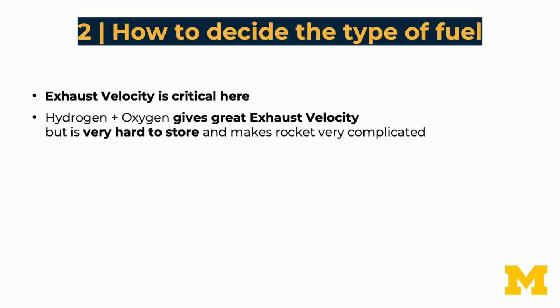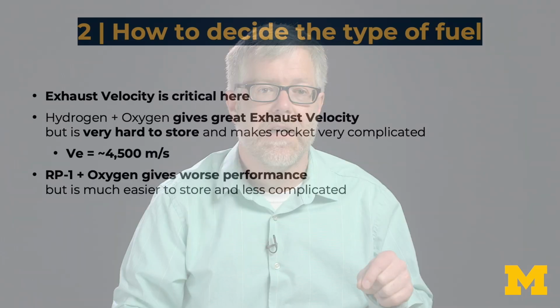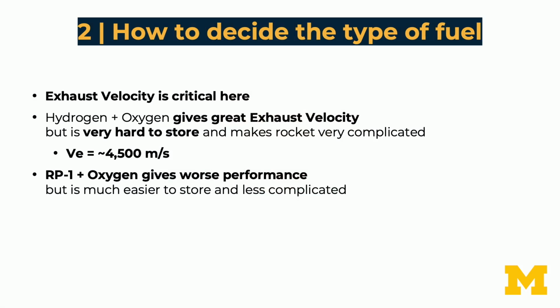Hydrogen and oxygen gives a really good exhaust velocity, but it's very hard to store, and it makes the rocket really complicated. So we're going to pass that by. We're going to say NASA can deal with hydrogen and oxygen, but we're going to use something a little bit easier to handle. And we're going to use RP1, which is rocket propulsion 1. So we're going to put RP1 plus oxygen. It gives a worse performance, but it's much easier to store, and it's much less complicated.